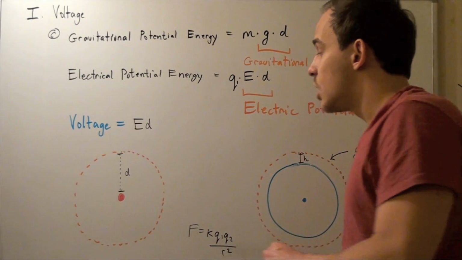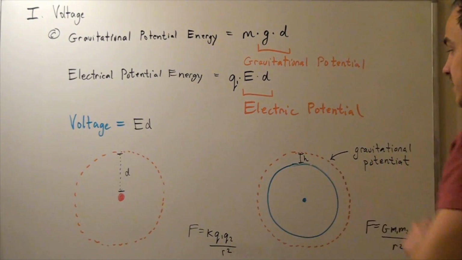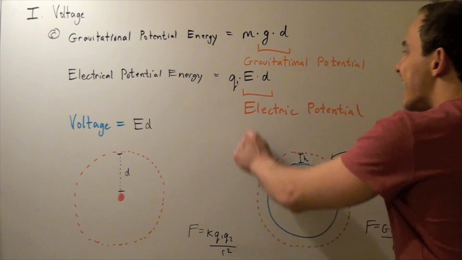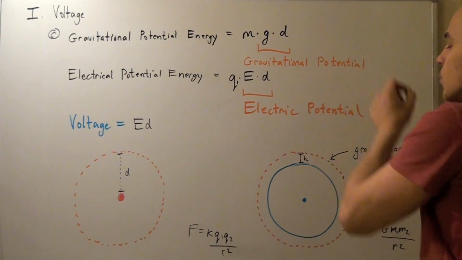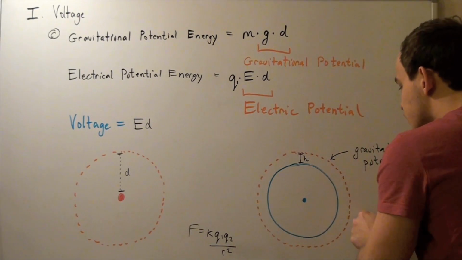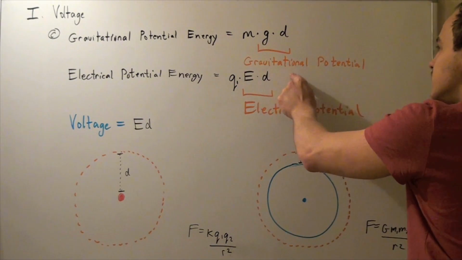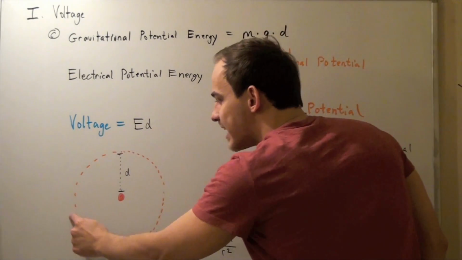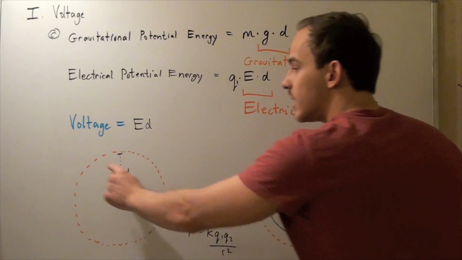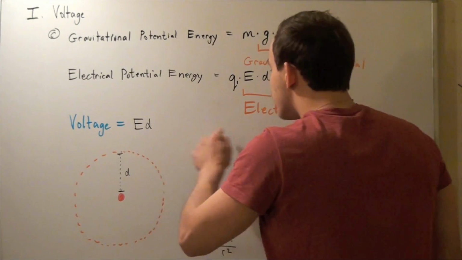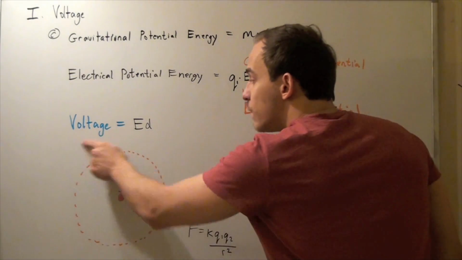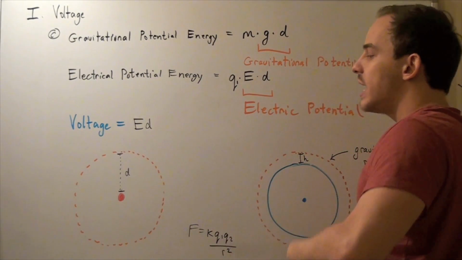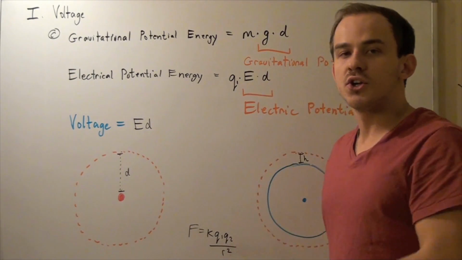Now one last thing. Notice that just like for this case, this orange line represents the same gravitational potential. In other words, at every single point on this orange line, we have the same gravitational potential. Just like on every single point on this electric potential line, we have the same exact value for our electrical potential, or our voltage. And this line is called an equipotential line. And we'll talk about them in another lecture.